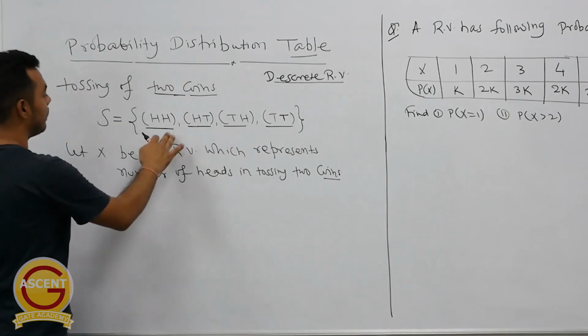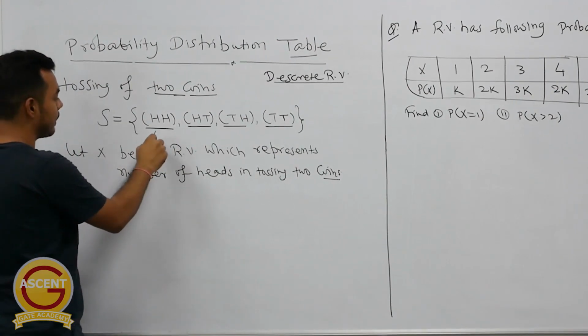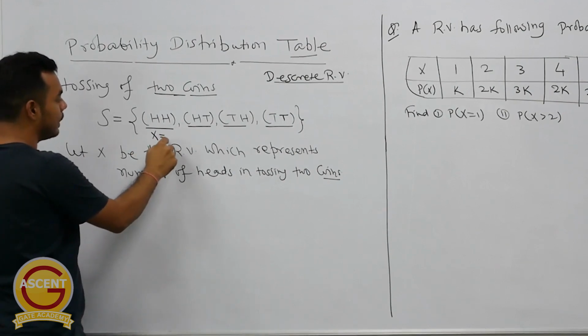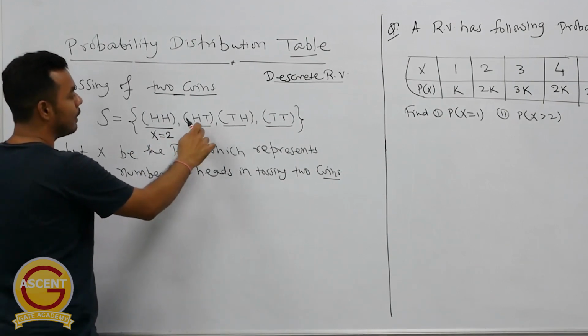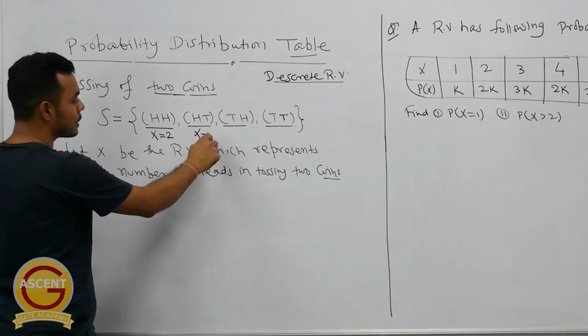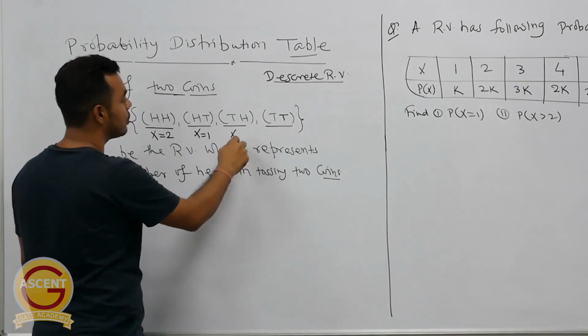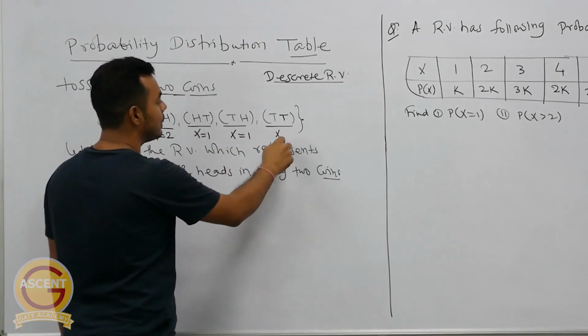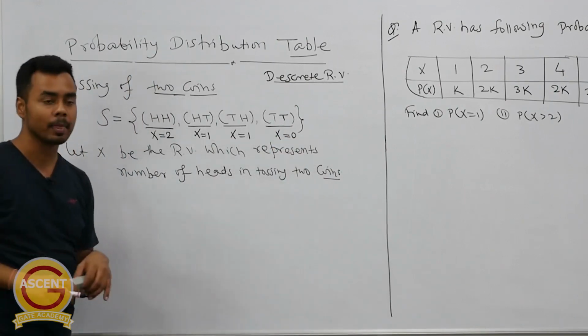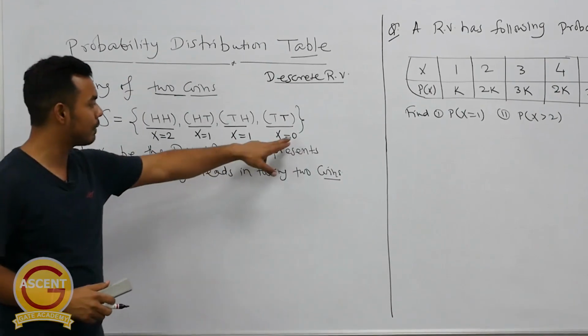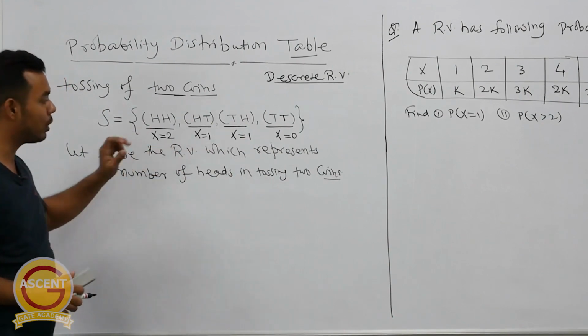So with each outcome you can associate some value of X. If the outcome is 2 heads, then in this case X will be 2. If the outcome is 1 head 1 tail, X will be 1. Similarly for this outcome also X is 1. And if the outcome is 2 tails, then X is 0. So these are the 3 values of X. X will be either 0 or 1 or 2.